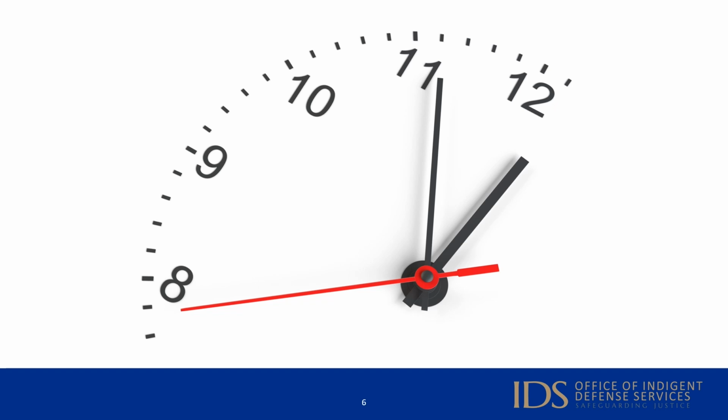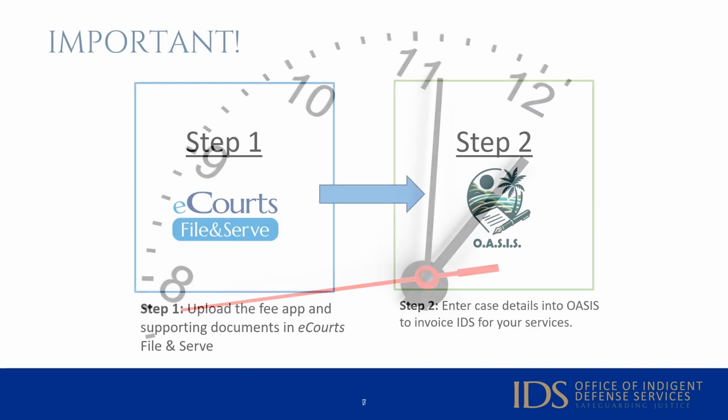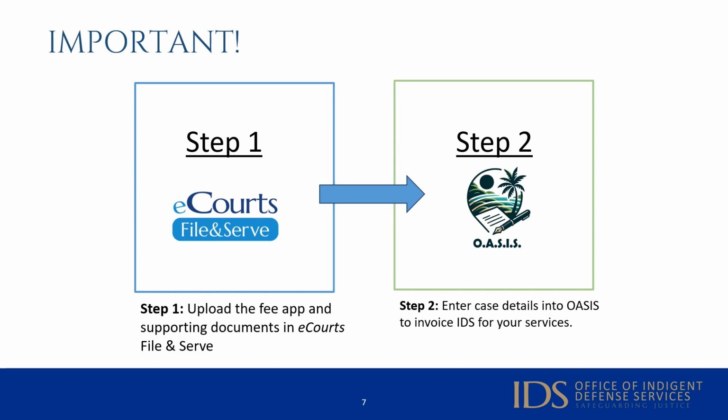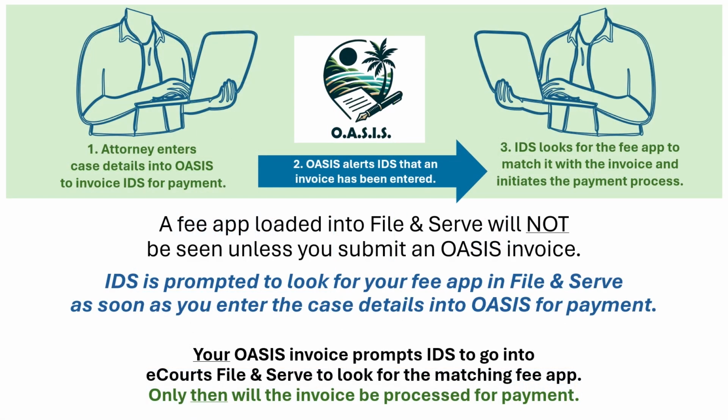Once a FIAP is uploaded into eCourts File and Serve, and the clerk accepts it, there is a finite amount of time that IDS will be able to view the electronic document in order to audit it and match it to an invoice. Therefore, you are strongly encouraged to complete steps 1 and 2, one right after the other. Please note, it is only through your submission of the OASIS invoice in Step 2 that alerts IDS that you have completed a FIAP and you are ready to be paid.